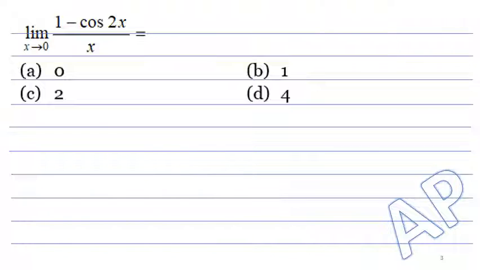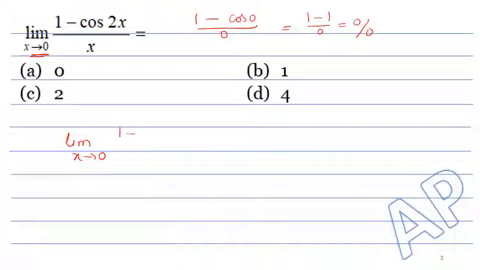Here also we can apply L'Hopital's rule, that is limit as x tends to 0 of (1 minus cos 2x) by x. When you put x equals 0, you can observe that it is 1 minus cos 0 by 0. That is 1 minus 1 by 0, which is 0 by 0 form. So when it is taking 0 by 0 form, we can apply the L'Hopital's rule.